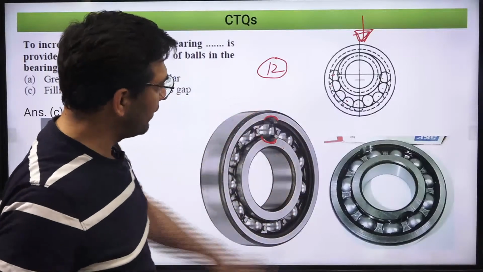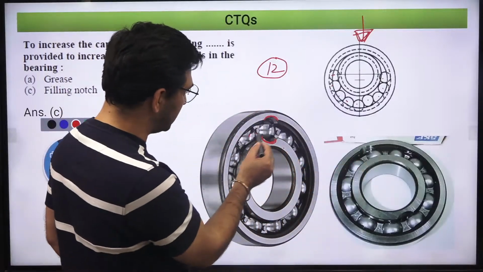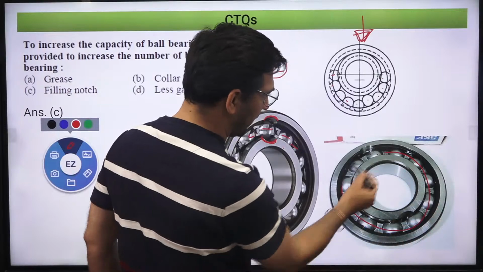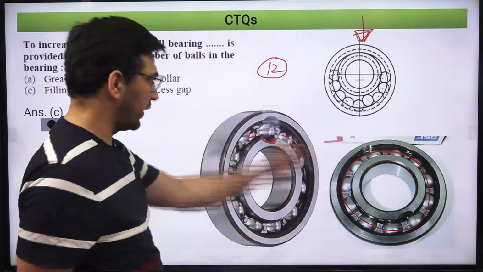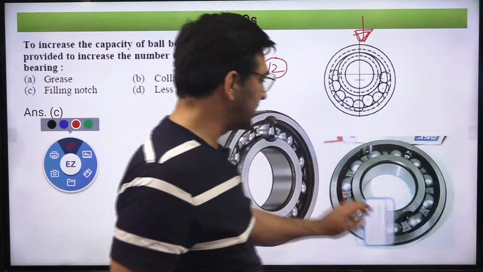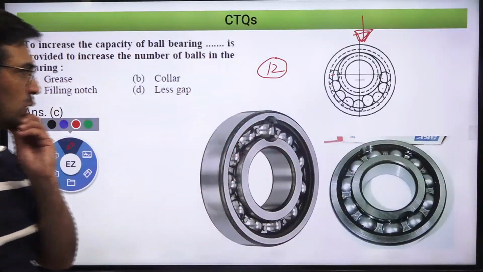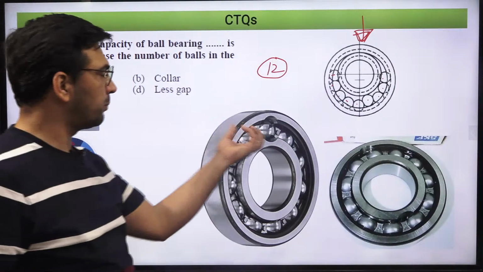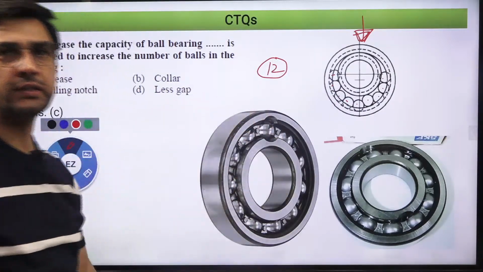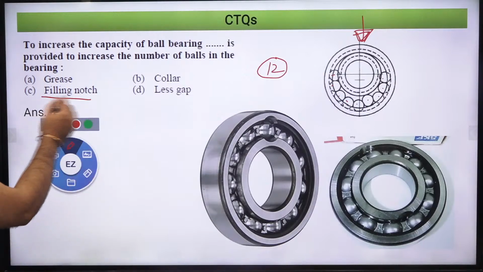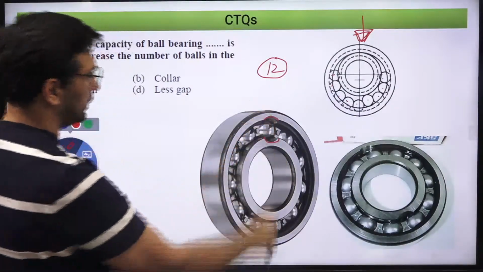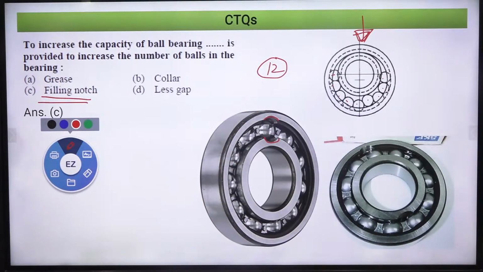Once I have introduced them, now I have the retainer, which is catching them. Over here you can see the balls are inside this retainer. So I then apply the retainer, and they will not come out of this notch when it is in running condition. So the mechanism to increase the load carrying capacity of the ball bearing is to increase the number of balls inside the two races. And the method we can adopt is called the introduction of the notch, the filling notch. Notch means this slot that we have created, and we fill the balls through that portion. So C is the correct answer.